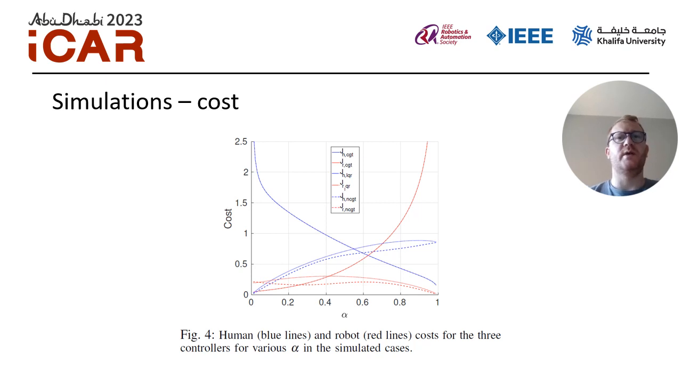Finally, we computed the cost the human and the robot incur with the various scenarios, and it turns out that it is very dependent on alpha.